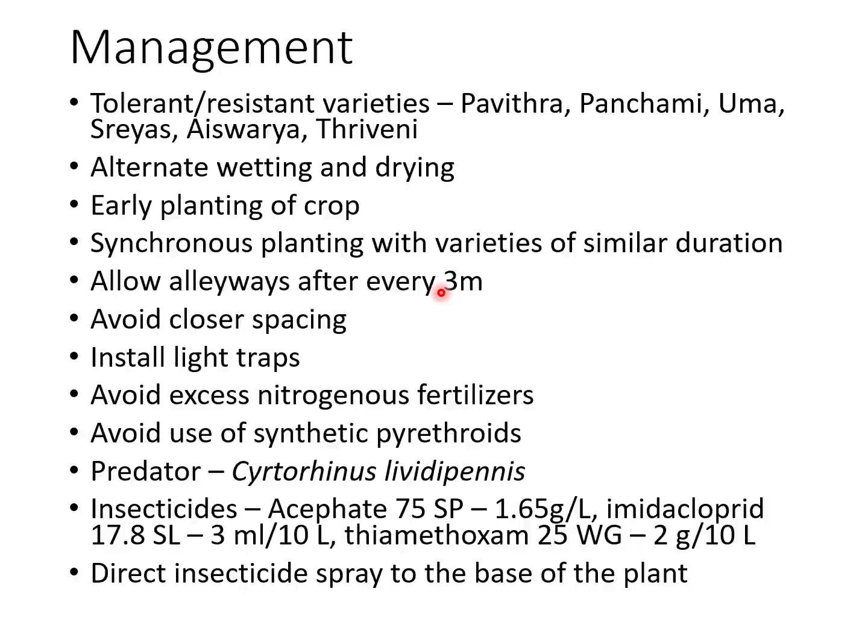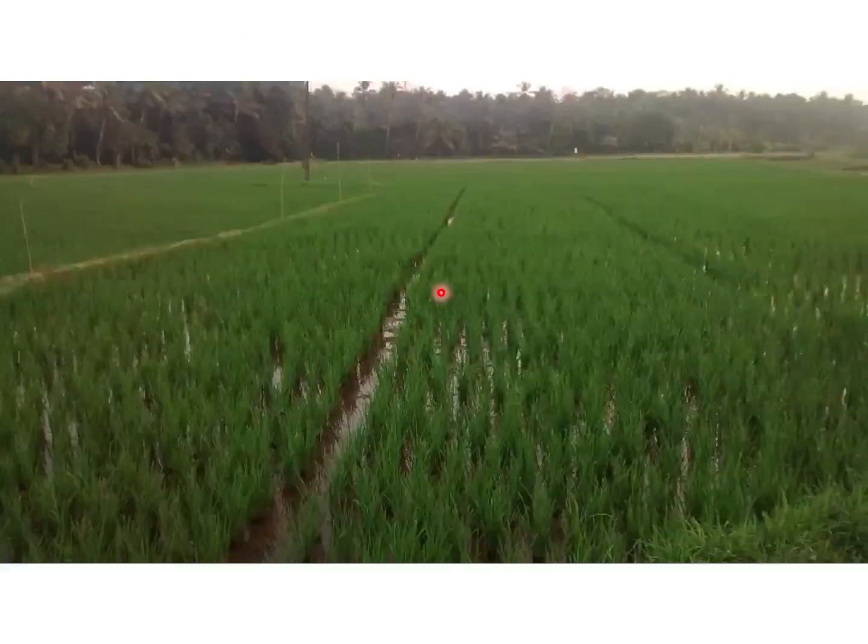So with respect to management of BPH, we have resistant varieties. We have several cultural practices such as alternate wetting and drying, early planting of the crop in the summer, and going for synchronous planting with uniform maturing varieties, and providing alleyways that will improve the aeration in the field after every 3 meters. Use proper spacing, proper fertilization, avoid use of synthetic pyrethroids, and we have a natural predator, that is Cyrtorhinus lividipennis. And the insecticides are different from those recommended against lepidopteran pests, such as imidacloprid and thiamethoxam.